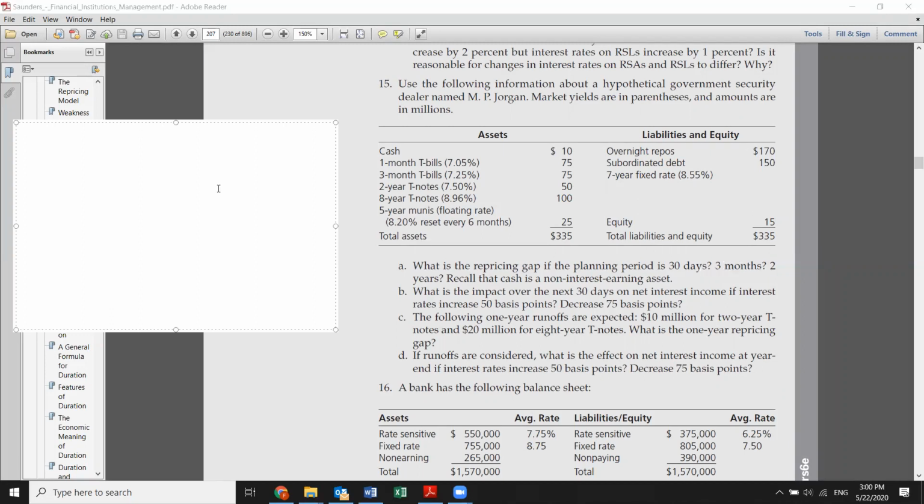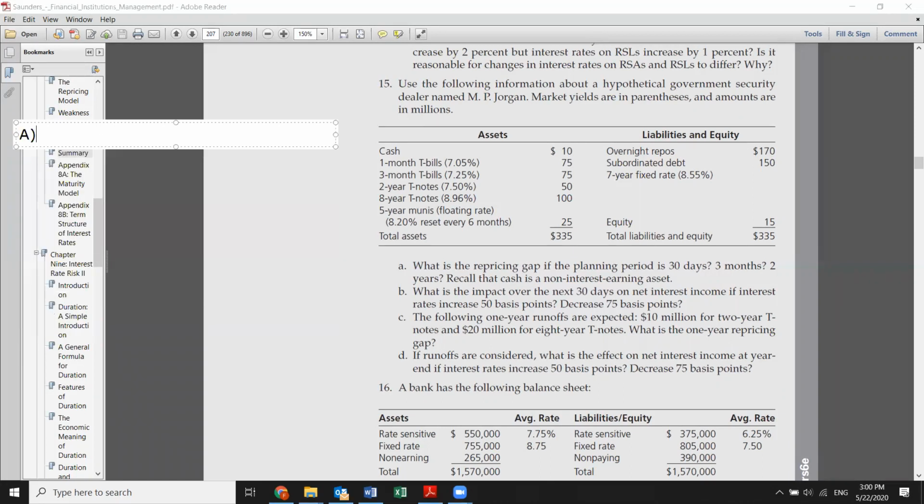So the repricing gap, I will abbreviate it like this. The repricing gap of 30 days is equal to, we're going to consider only what is included in 30 days. So the 1 month T-bill is included, which is 75, minus 170. That will bring us minus $95.